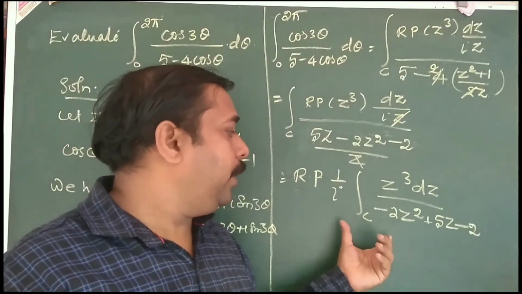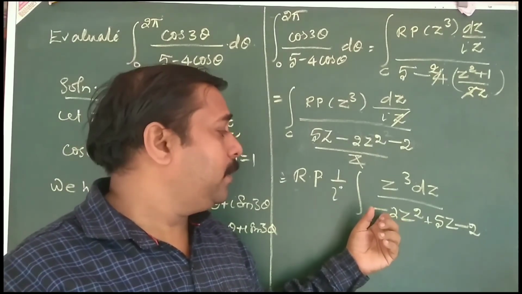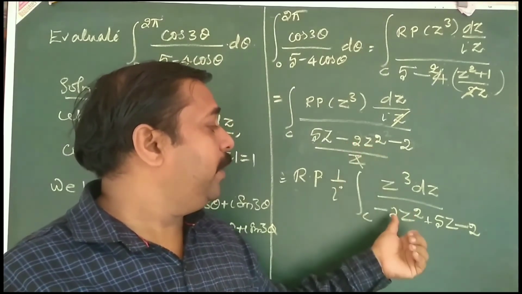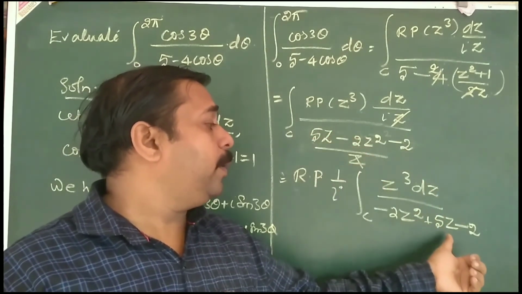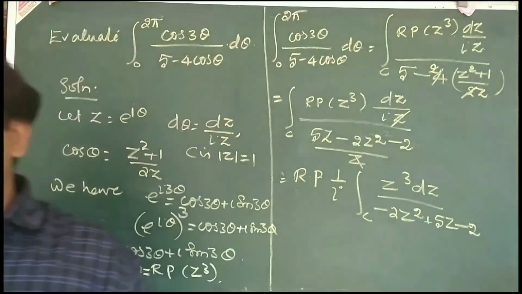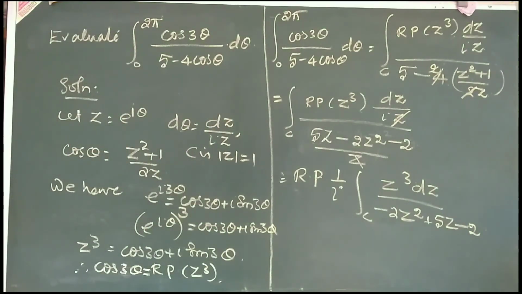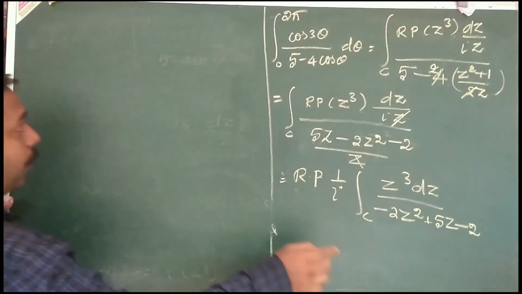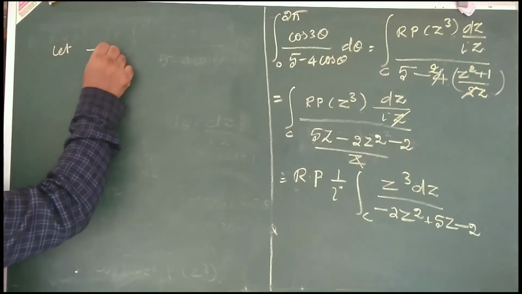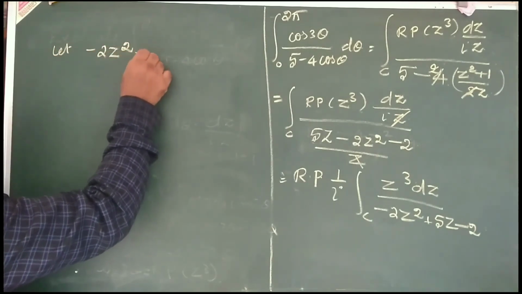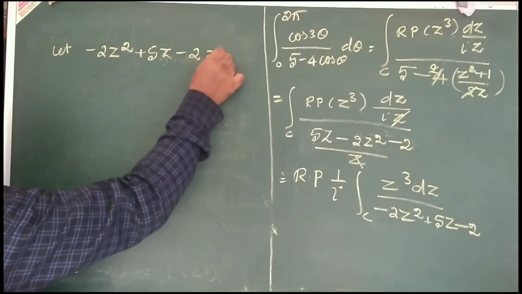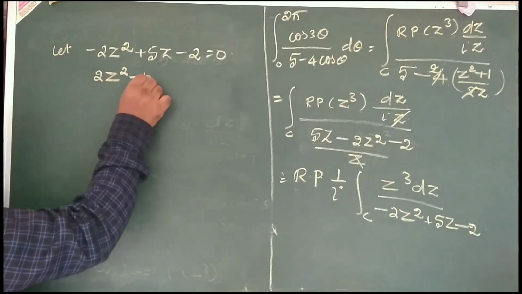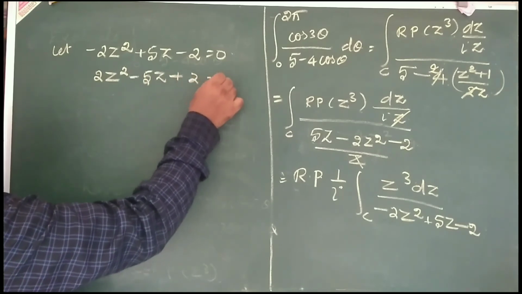So while writing this equation, you take the left hand side sign only. So left hand side sign is minus, so minus 2z square. Here it is plus, so plus 5z. Here minus 2. Now we take the denominator value equal to 0. Let minus 2z square plus 5z minus 2 is equal to 0. First you multiply by minus, that is 2z square minus 5z plus 2 is equal to 0.